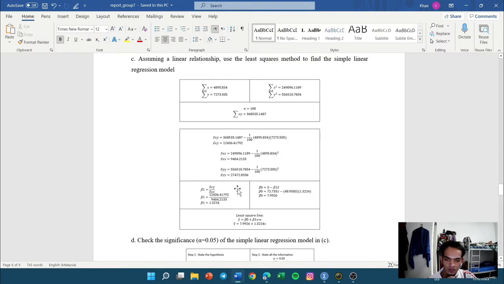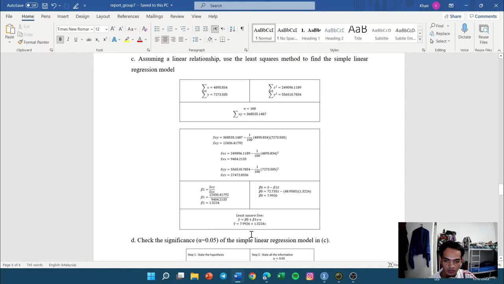In this video, I'm going to explain question C and also D. This is our manual calculation. For beta one, which is the slope or regression coefficient, we get 1.3224, and for beta naught, which is the y-intercept, we get 7.9926, and the last one is the least squares line.